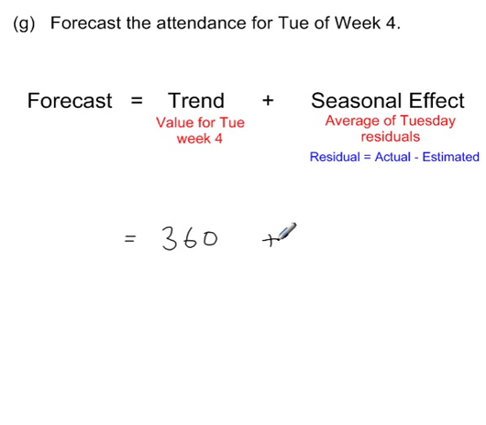Plus the seasonal effect. We're specifically looking at Tuesday, so work out the average residual for all the Tuesdays on the graph. A residual is the difference between the actual data value and the estimated data value. The actual value for these Tuesdays is recorded in the table, and the estimated value will come from the trend line.